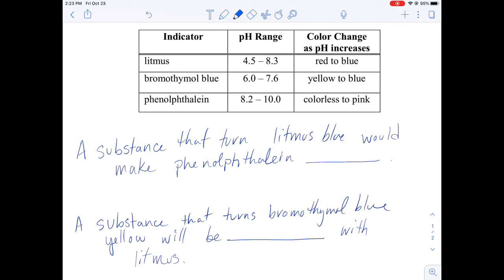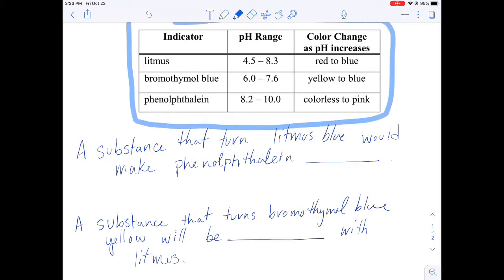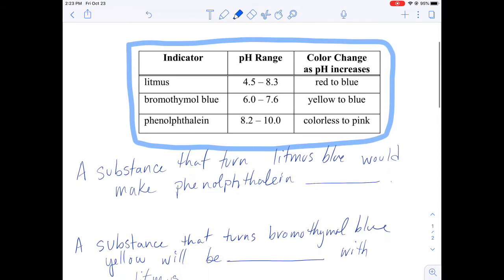In this video, we're going to try to make sense of acid-base indicators. Now, this table that we're looking at is in your data booklet, and that table is going to show three different kinds of indicators: litmus, bromothymol blue, and phenolphthalein.